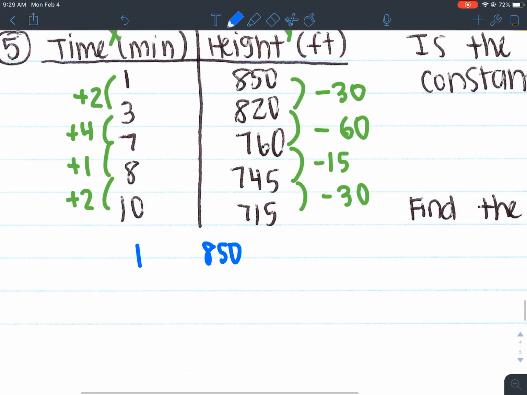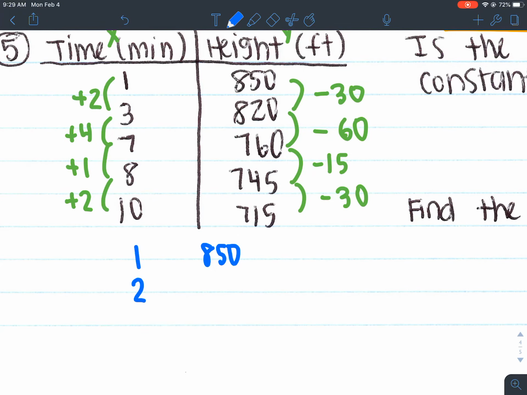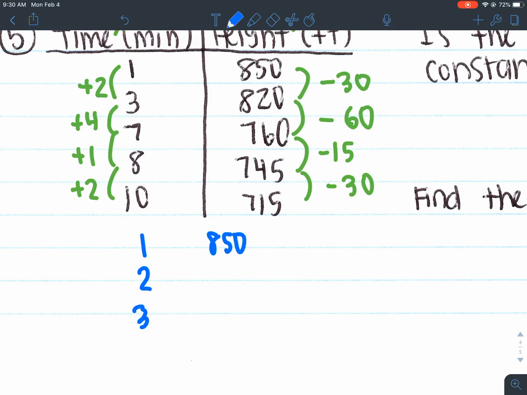And the table skips to 3, okay? So let's calculate for what 2 would be. We know that 3 is going to be 820. Okay, so what do you think 2 minutes would be? What do you think the height would be at 2 minutes?